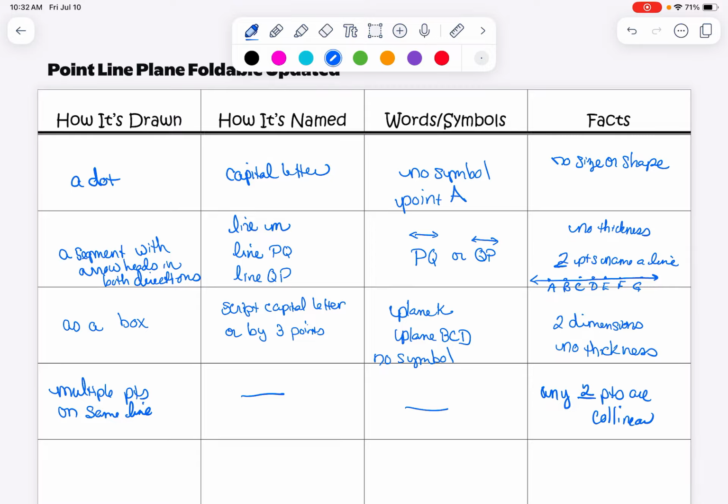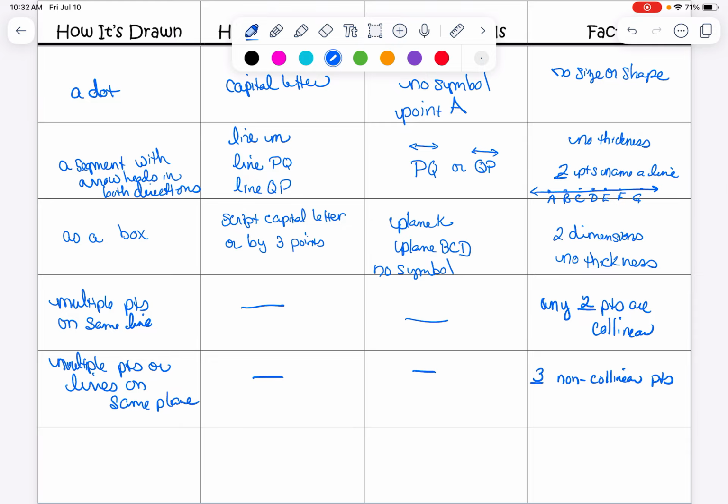In order to show coplanar, we have multiple points or lines all in the same plane, in the same box. And again, no symbol, and it takes 3 non-collinear points to make a plane. In other words, they've got to form a triangle in order to be part of a plane.